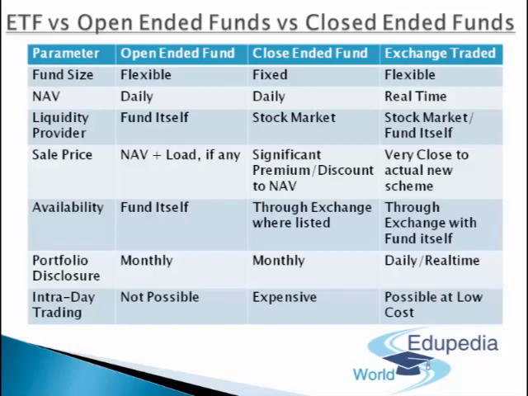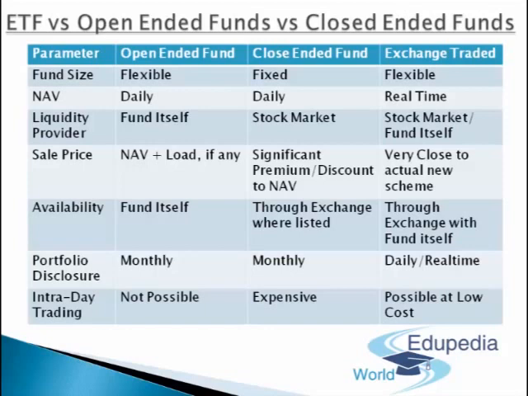As for liquidity provider, an open-ended fund is a fund in itself. A closed-ended fund acts more like a stock market in that respect, and an exchange-traded fund provides liquidity through the stock market as well as being a fund in itself. The sale price for an open-ended fund would be the NAV plus the load that you'll have to pay, if any. A closed-ended fund usually trades at a significant premium or discount to NAV. An exchange-traded fund is very close to the actual news stream. That's a good part about exchange-traded funds.